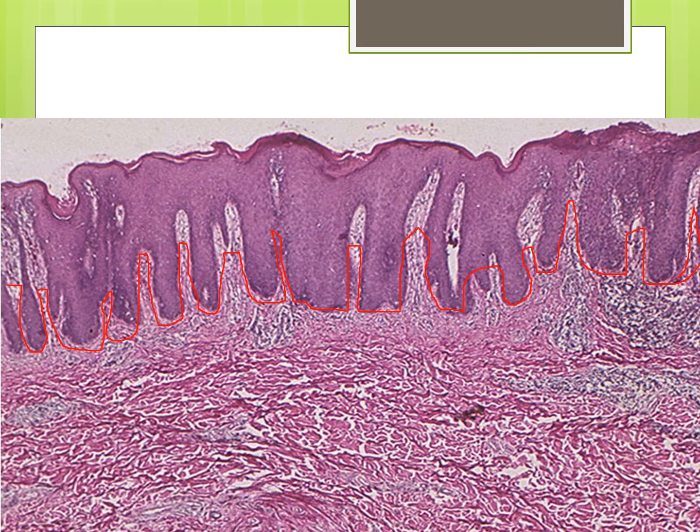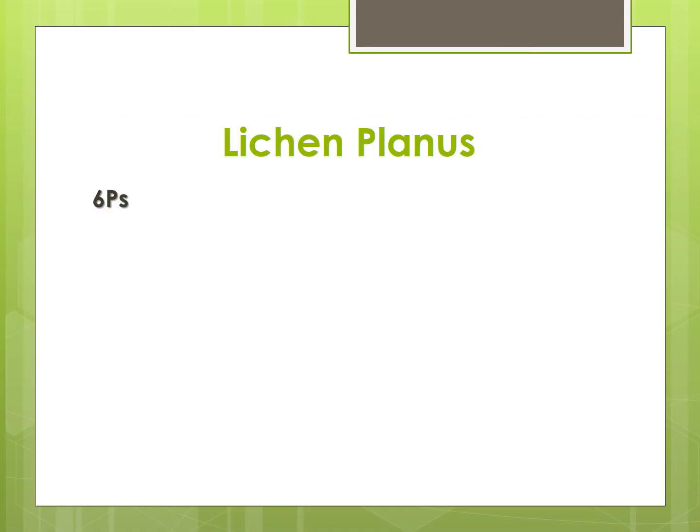So this gives a more clear view of the test tube in the rack appearance. I have marked it with the red ink, and you can see that the rete ridges are projecting downwards, and they are making the test tubes placed in the rack. So this is the test tube in the rack appearance.